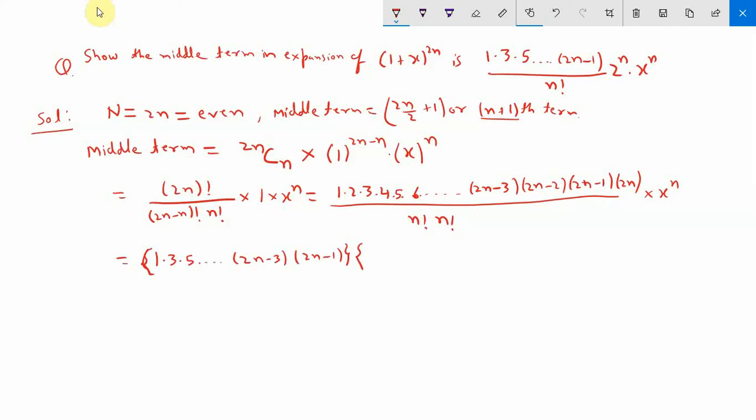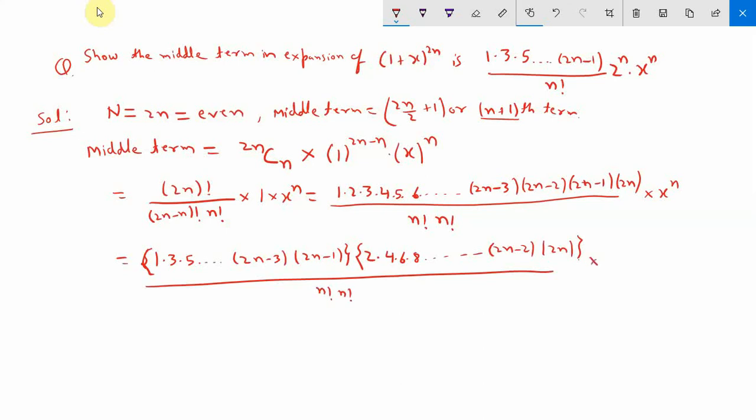And the second term will be... the even terms will be 2, 4, 6, 8, and the second last will be 2n minus 2, and the last is 2n, divided by n factorial into n factorial into x to the power n. Now see, all the even terms will have 2 as a multiple. So we can take 2 from each even term, and this will be 1 into 3 into 5, 2n minus 3 to 2n minus 1.